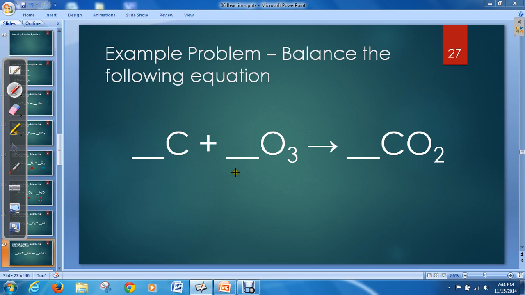Now we need to see what we need to multiply C by to get C. Well, in that case, it's just going to be 1, right? That's pretty simple. And now we want to see what we need to multiply O3 by to get O2. Well, to get 3 to turn into 2, you need to times it by 2/3, right? If you times it by 2/3, you're going to get 2.